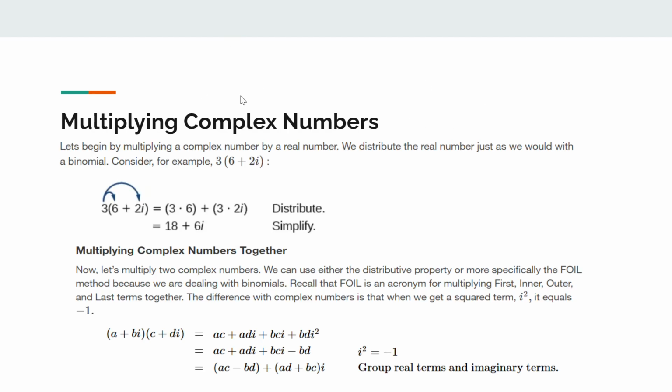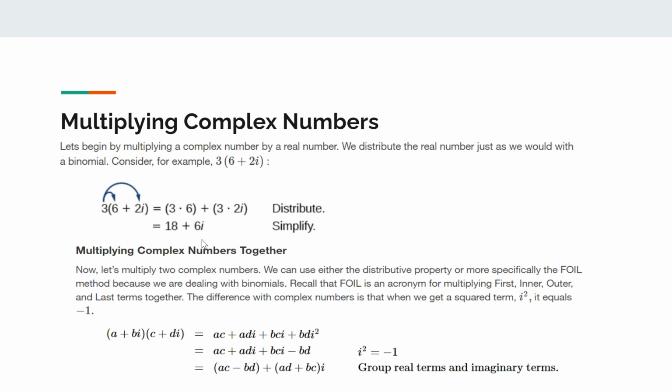The multiplication and the dividing part is a bit harder, but still, let's take a look at this. Let's begin by multiplying a complex number by a real number. We distribute the real number just as we would with a binomial. For this example, we have 3 times the whole thing, 6 plus 2i. So basically just distribute: 6 times 3, and also 3 times 2i. And then we simplify it, so we get 18 plus 6i.